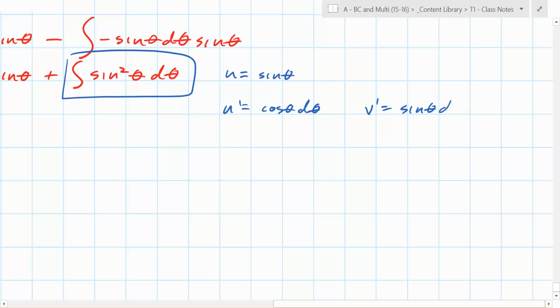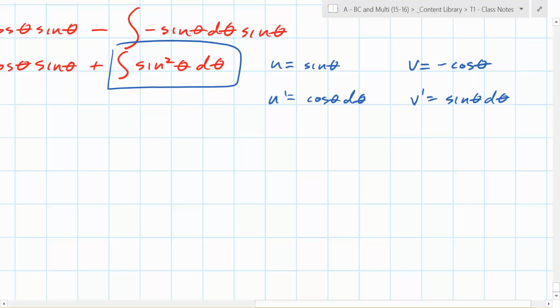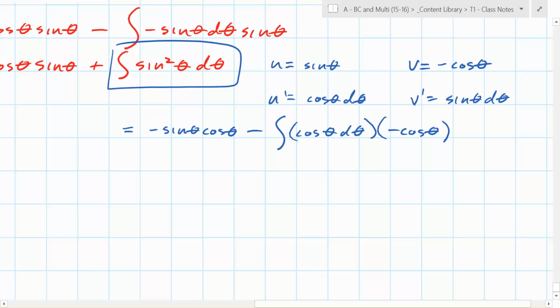Sine theta what? d theta. What does v equal? Negative. There we go. So this blue is going to be what? u times v is going to be what? Negative sine theta cosine theta minus what? Cosine theta d theta times what? Negative cosine theta. Is that correct?